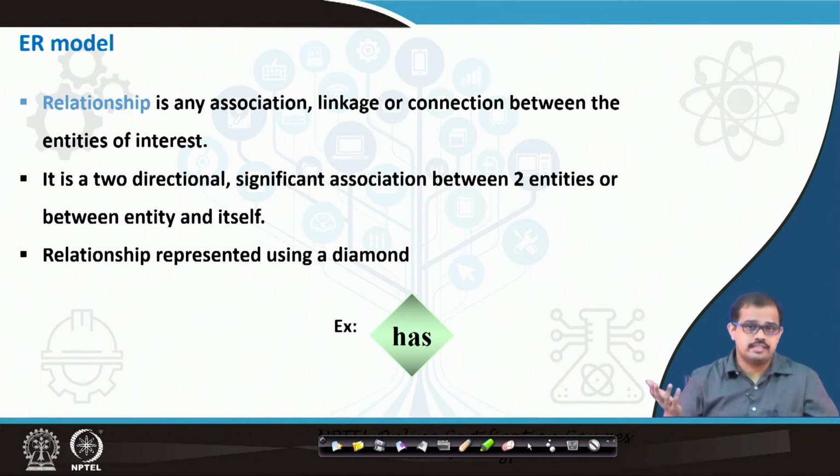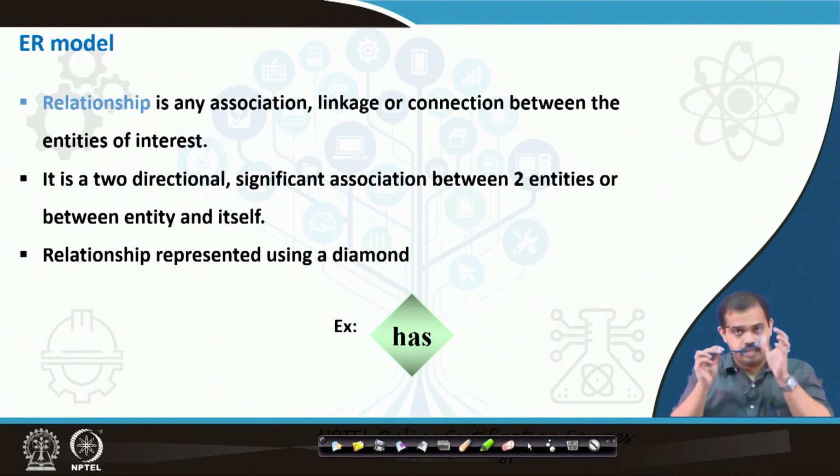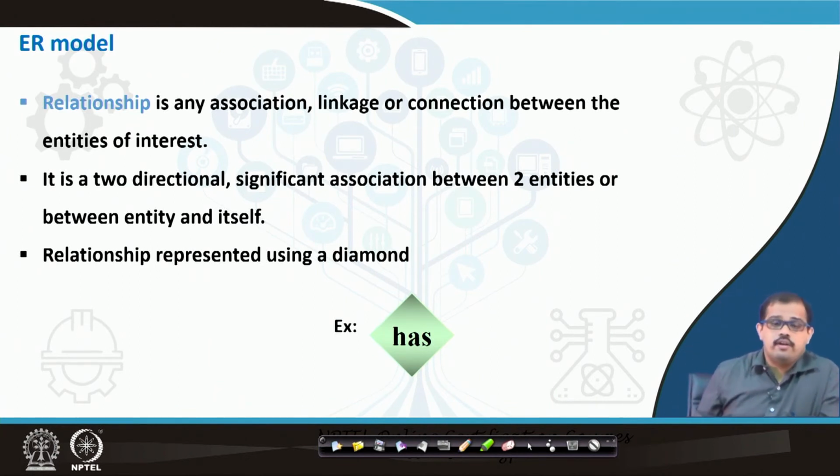It is two directional, a normally significant association between two entities or between an entity and itself. Okay, and itself, so you should be very careful when we are representing it here. Normally a relationship is represented in the form of a diamond. So the entity is in the form of a rectangle, whereas the relationship is in the form of a diamond.